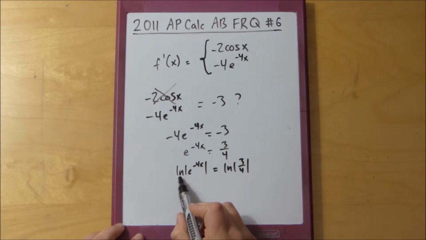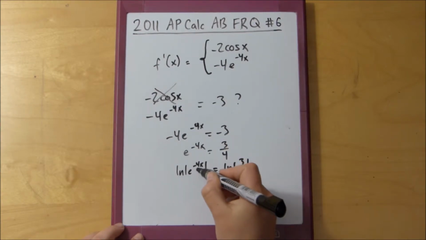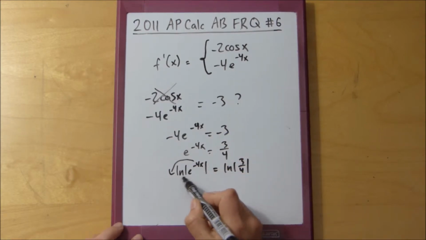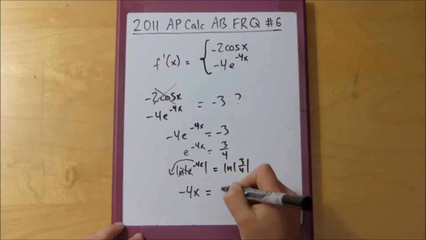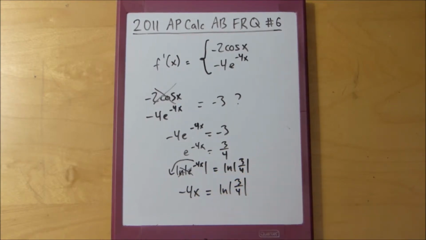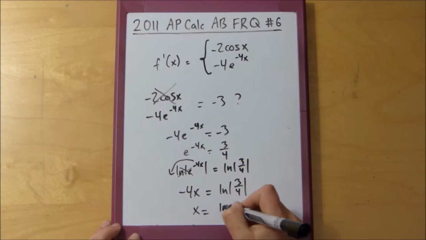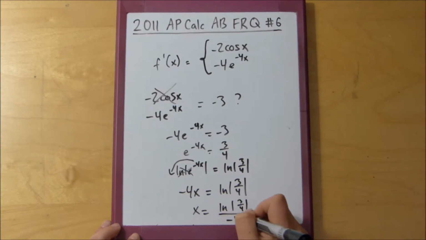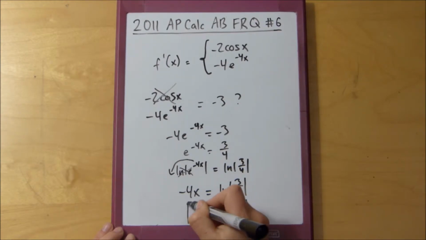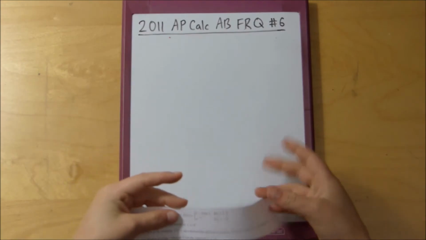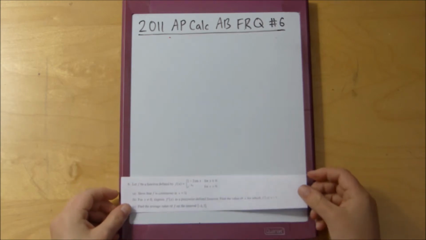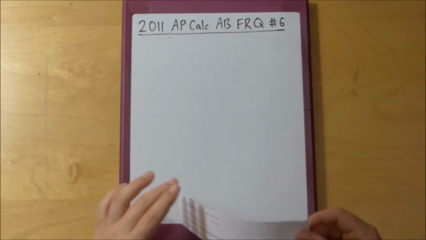And because we took the ln, the exponent is brought down here, and ln of e is just 1. It just cancels out. So negative 4x equals ln of 3/4. So then we divide by negative 4 to get our x. So we would say that the value for which f prime of x equals negative 3 is ln of 3/4 divided by negative 4. Alright, and then for the last part of this question, it asks us to find the average value of f on the interval from negative 1 to 1.